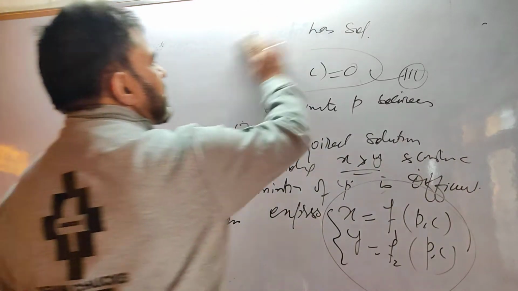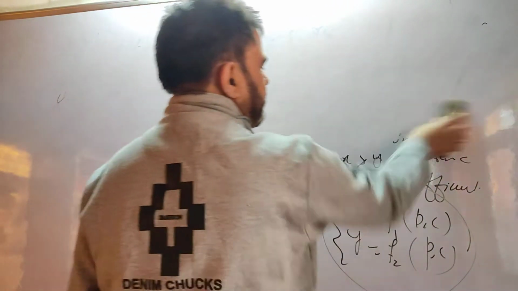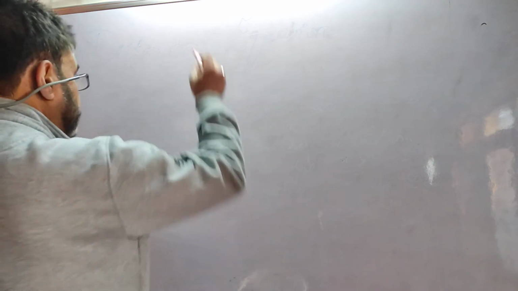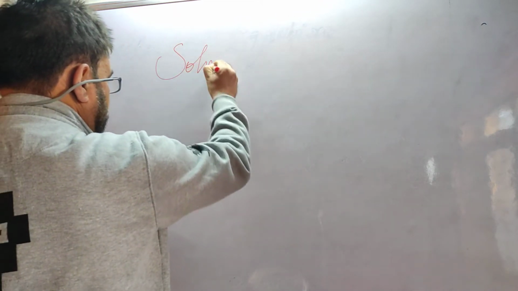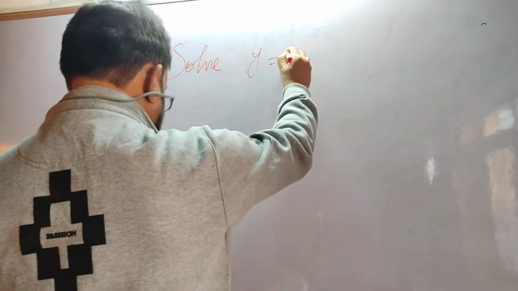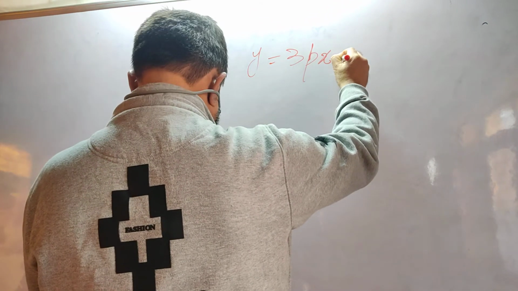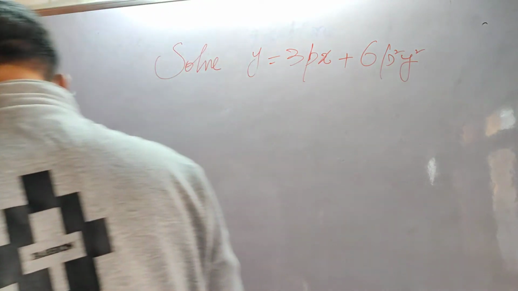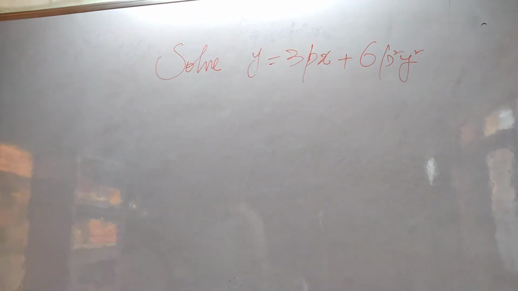Let us have some applications on this. I will take a question here from the book. Solve the differential equation: y is equal to 3px plus 6p square y square. This is the equation that we want to solve.